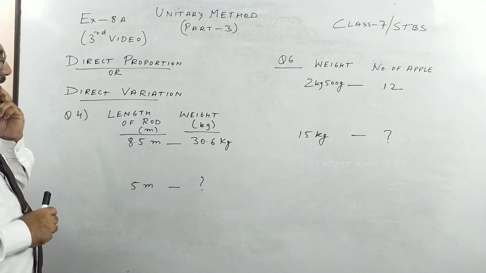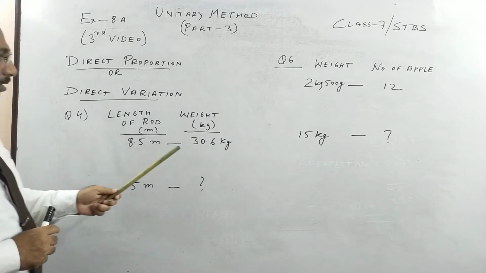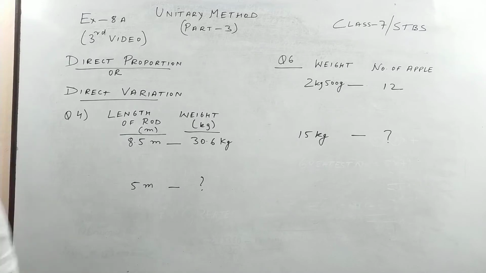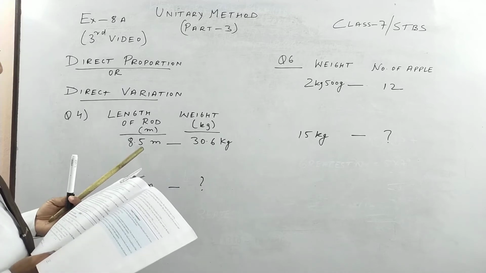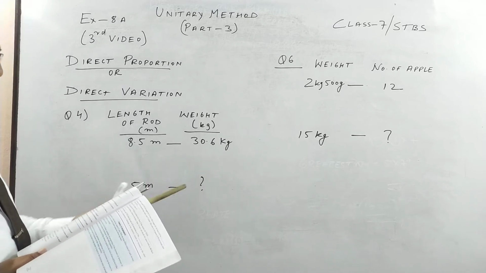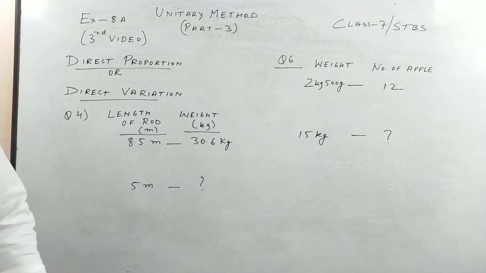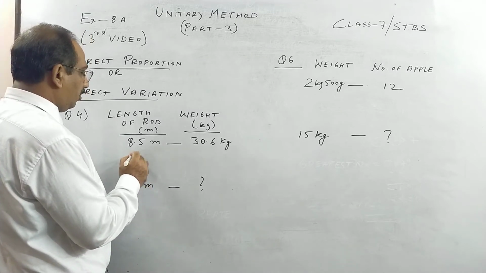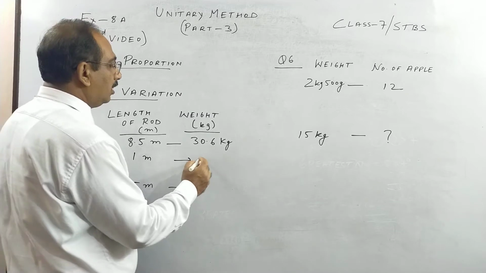Question 4 of your exercise 8a, you will see length of a rod is given and weight is given. The question is saying, if 8.5 meter of uniform rod weighs 30.6 kg, what is the weight of 5 meter of the same rod? So what we do, children, here, for 1 meter, this is unitary method, 1 meter it will be less.